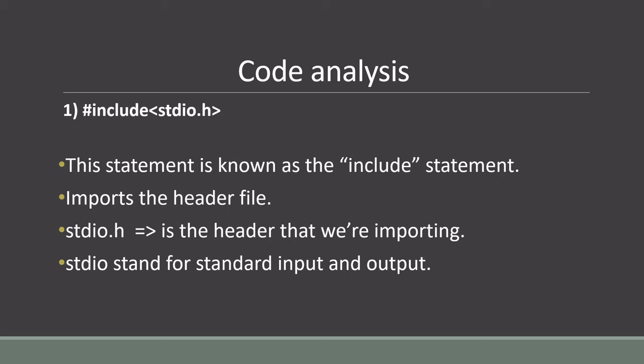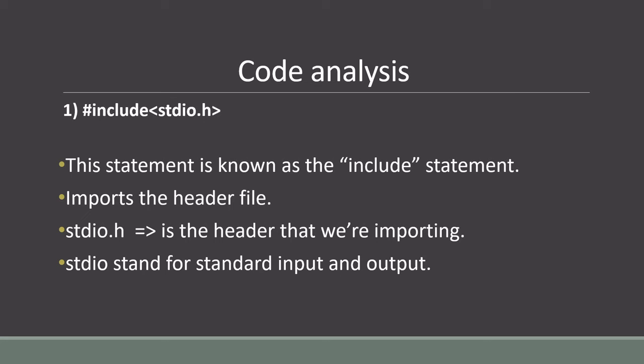The first line is #include in angular brackets stdio.h. This is known as the include statement. The include statement imports the header files. stdio.h is the header file that we'll be importing. stdio stands for standard input and output. Any file with .h extension is a header file. For output, this header file has a printf function which we have used in the program.